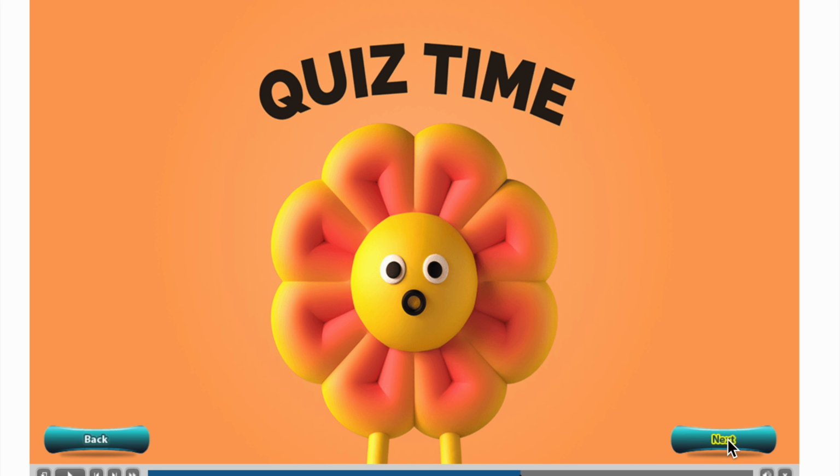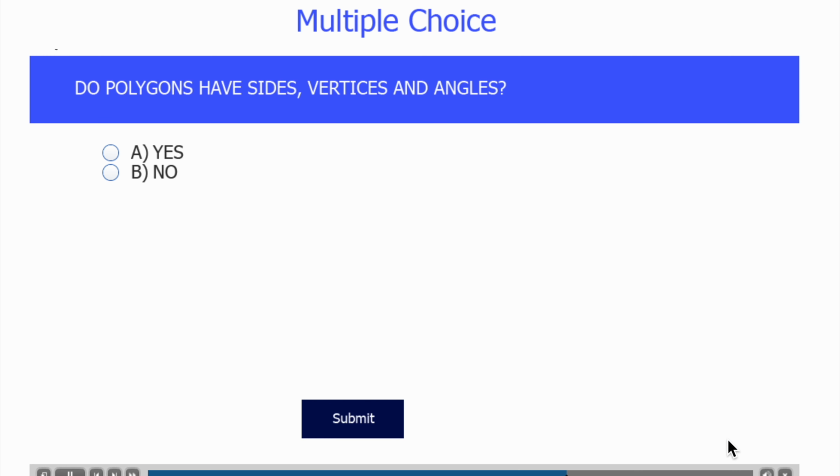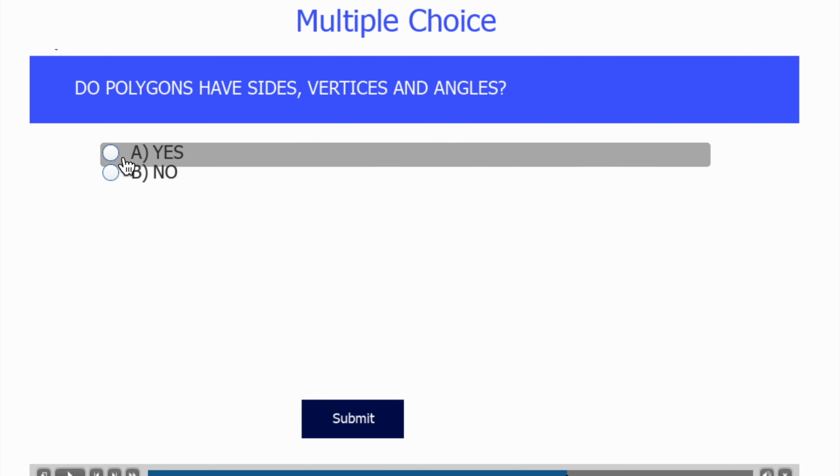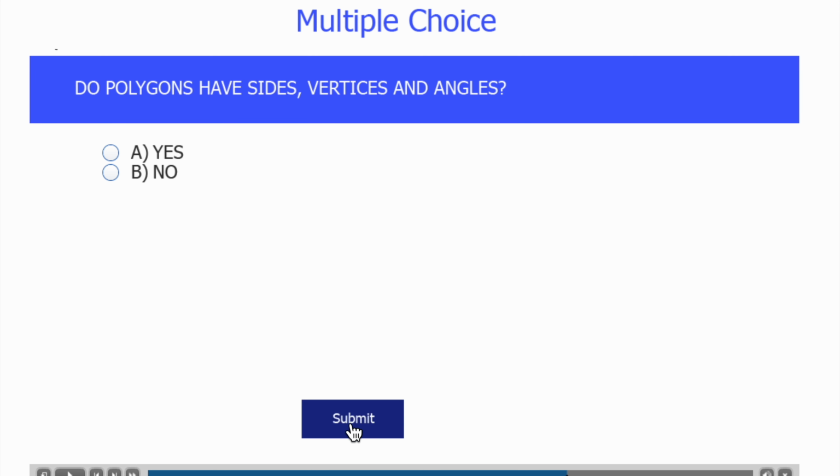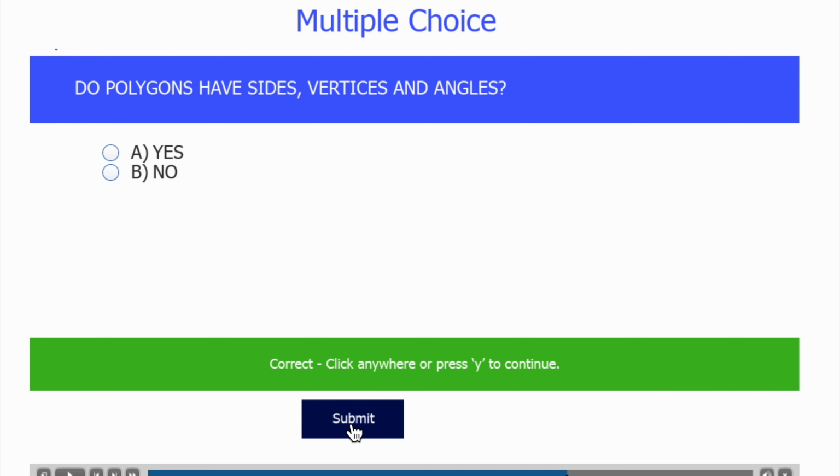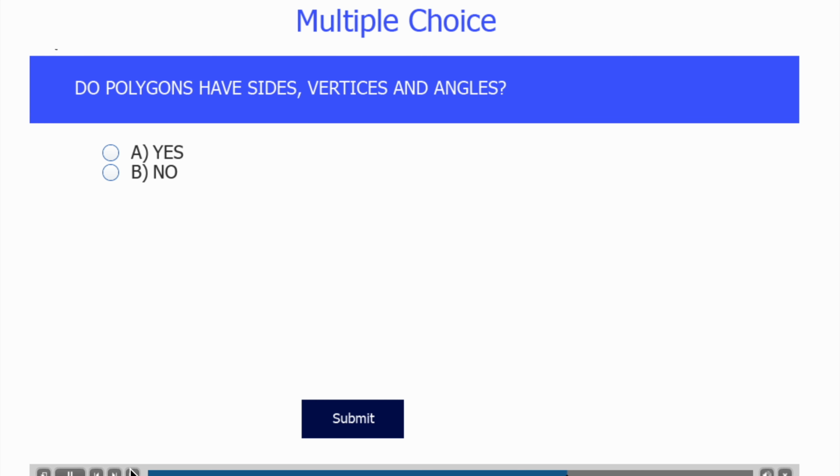Quiz time. Multiple choice. Do polygons have sides, vertices, and angles? Choose yes or no. Multiple choice. Are all polygons 2D shapes? Choose yes or no.